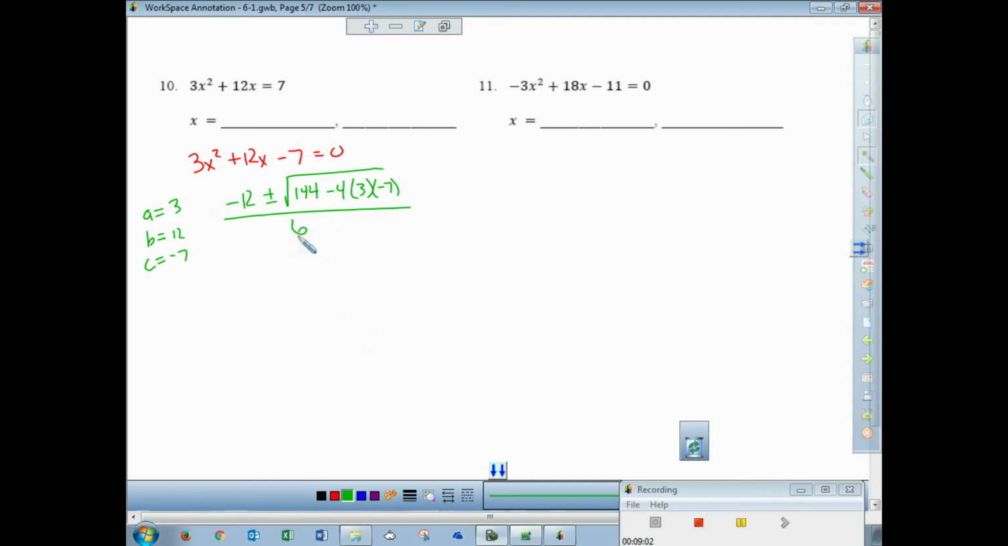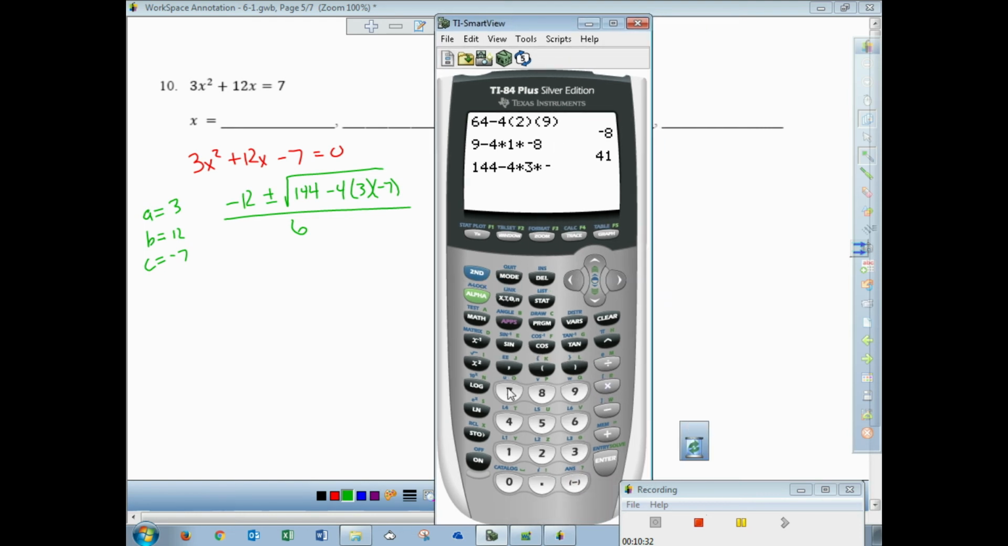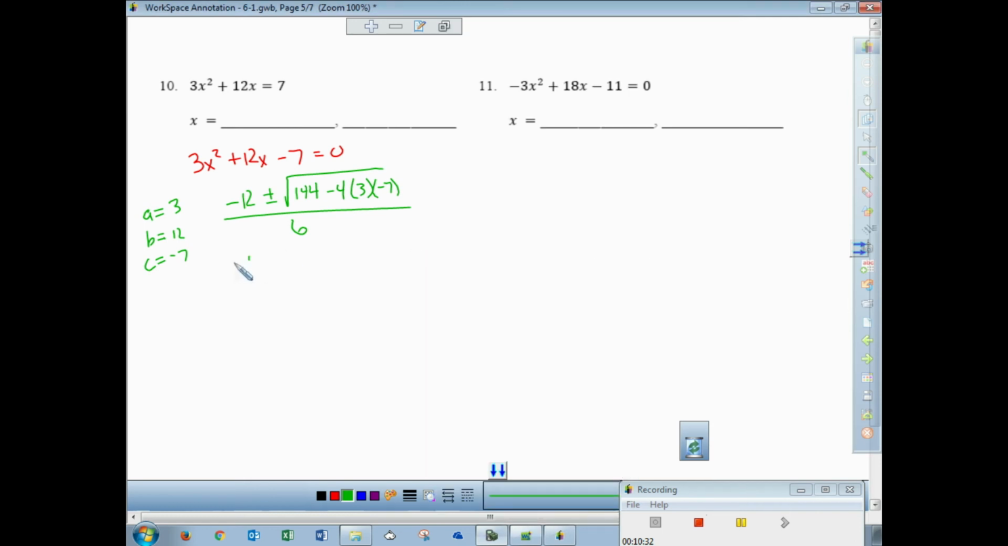That's really a big mistake, because people always put a 2 down there. It's 2 times A. Punch in that discriminant: 144 minus 4 times 3 times negative 7. So negative 12 plus or minus the square root of 288 all over 6. Square root of 288 will totally simplify.